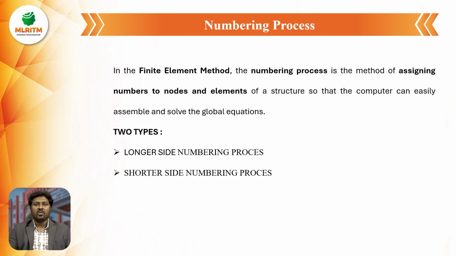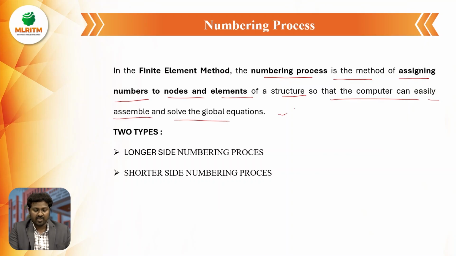So next, coming to step number 2, the numbering process. So what is the use of the numbering process? In the finite element method, the numbering process is the method of assigning numbers to nodes and elements in a structure so that the computer can easily assemble and solve the global equations.